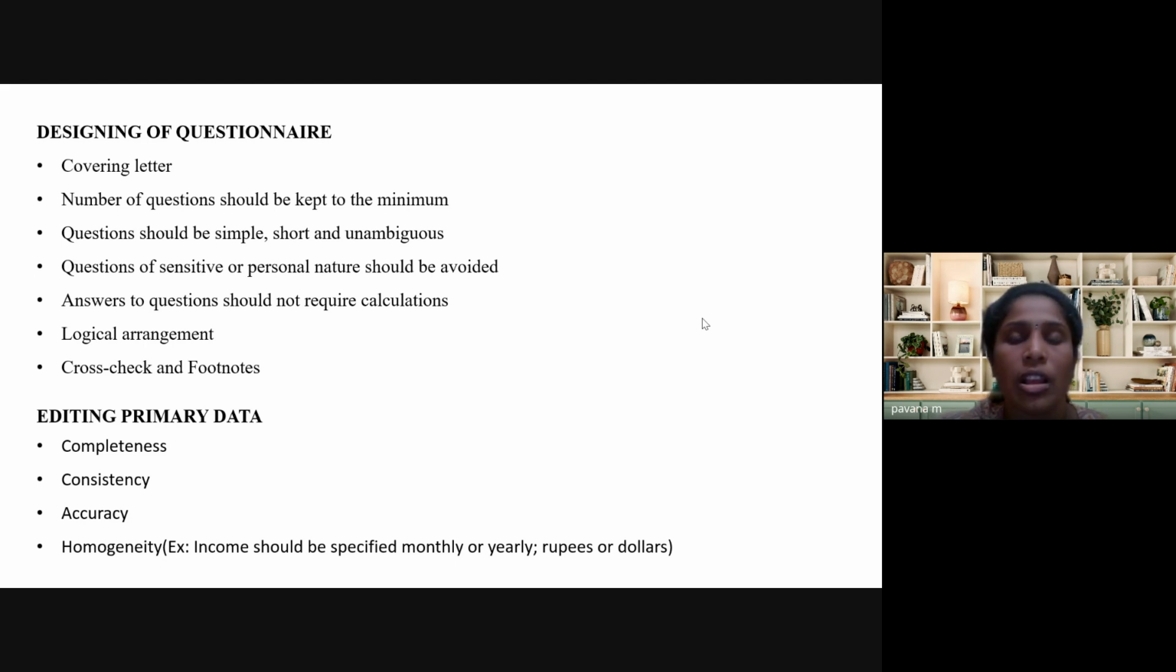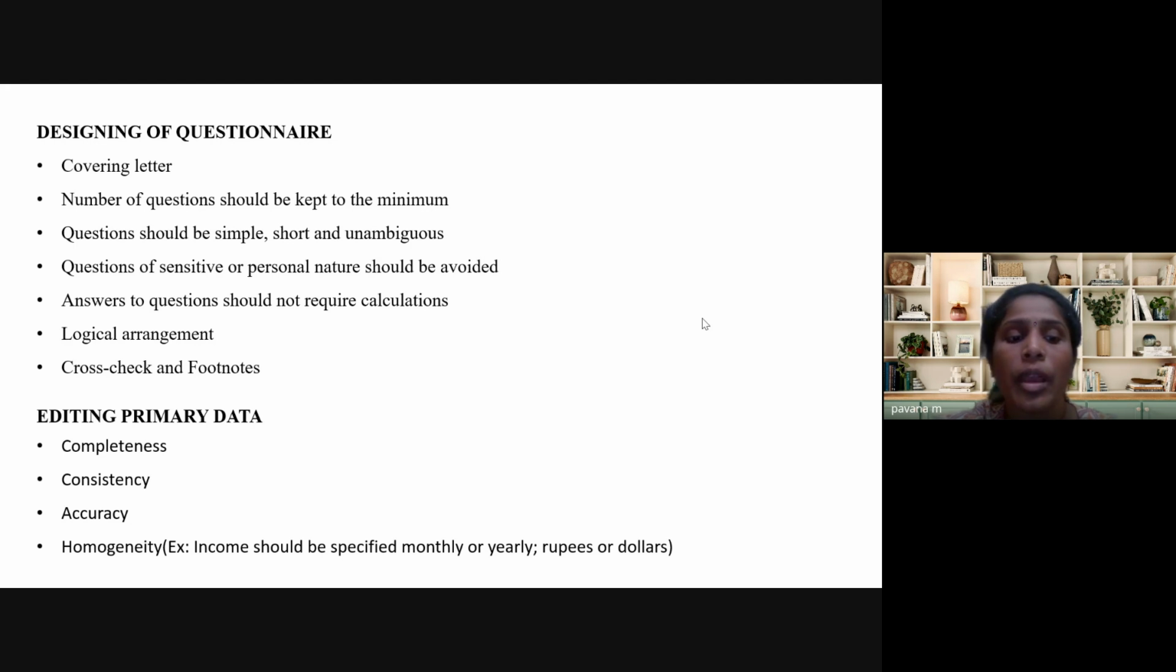That logical arrangement, that means the order of that particular questionnaire, must be logical. And next one, cross check or footnotes. Cross check means, as I already told you, sometimes you have to cross check the accuracy of the particular answers, so that you know whether that particular person has given an accurate answer or not.